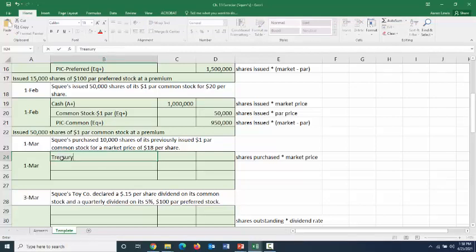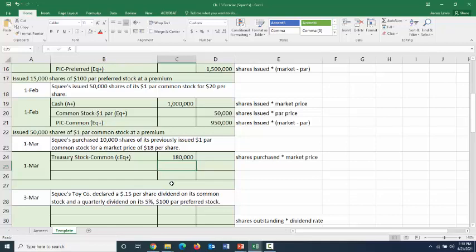That is, in accounting terms, treasury stock. And we're going to call this account treasury stock common because we're buying back common shares. And it is a contra equity account going up. To find how much you are going to debit your treasury stock common account for, you take the number of shares you are purchasing and multiply it by the market price that you are paying to buy those shares back from the public. So we're buying back 10,000 shares. We are doing so at a market price of $18, which means our debit to treasury stock common is going to be for $180 grand.